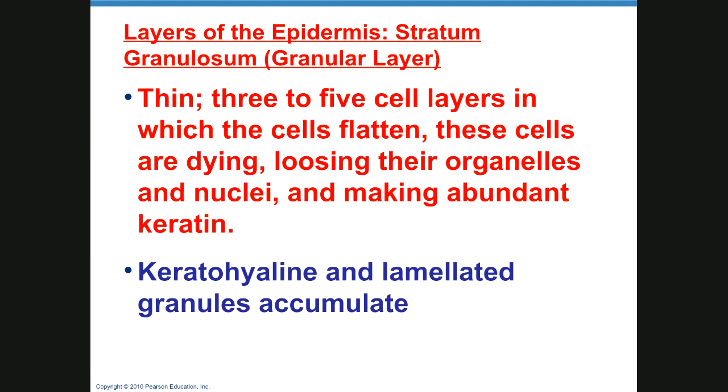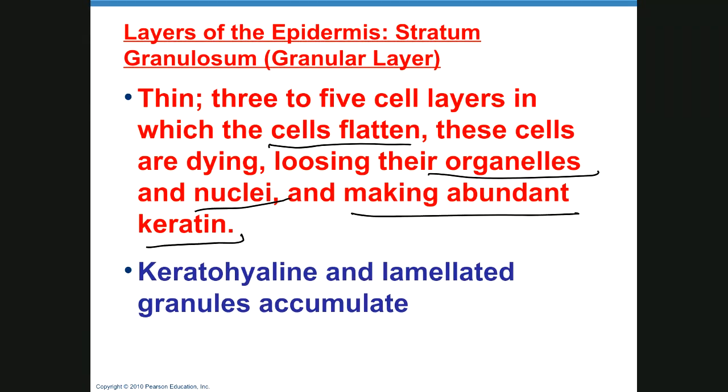Superficial to the stratum spinosum is the stratum granulosum. And this is a thinner layer, 3 to 5 cells thick. These cells now have flattened. They're in the process of dying. They're losing their organelles, they're losing their nuclei, and they're making abundant keratin. So keratohyalin and lamellated granules accumulate, which gives the layer its name.